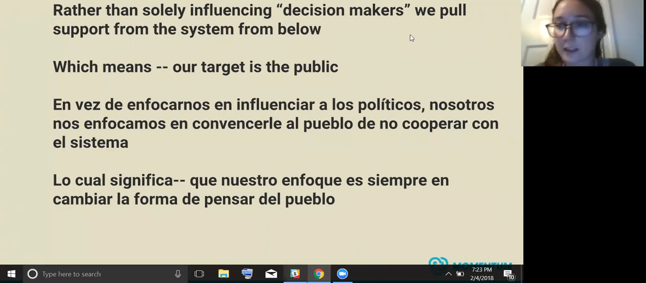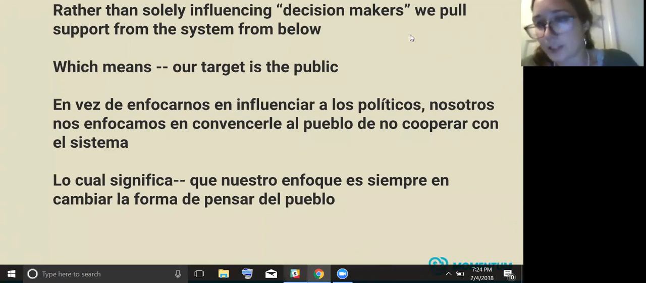Which means that for us in Cosecha, we integrate pieces of the structure tradition and also pieces of the mass protest tradition. But our main theory of change is that if we can get masses of people to agree to participate in non-cooperation, then that's how we're going to be able to win permanent protection, dignity, and respect for the 11 million, right? And so for us, our target in Cosecha is always the public.